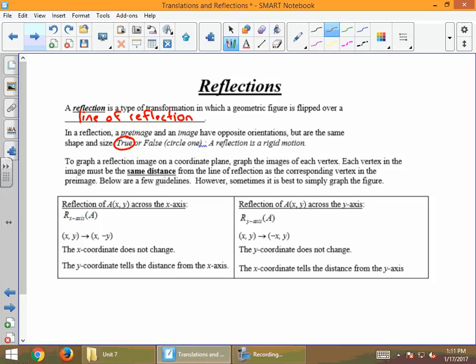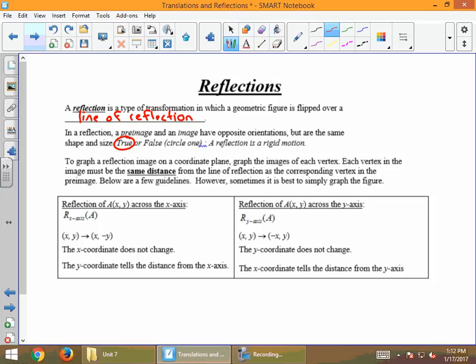To graph a reflection image on a quarter plane, graph the image of each vertex. Each vertex in the image must be the same distance from the line of reflection as the corresponding vertex in the pre-image. All right. Below are a few guidelines, however, sometimes it's best to simply graph the figure. There are rules. There's little things you need to do. So this one right here is talking about reflecting across the x-axis. If I want to flip something over the x-axis, what do I do? Well, here's what the rule looks like. The capital R stands for reflection. There's another one coming up that is not a capital R. It tells me what to flip it over, the x-axis, and then the point that I'm flipping would be point A.